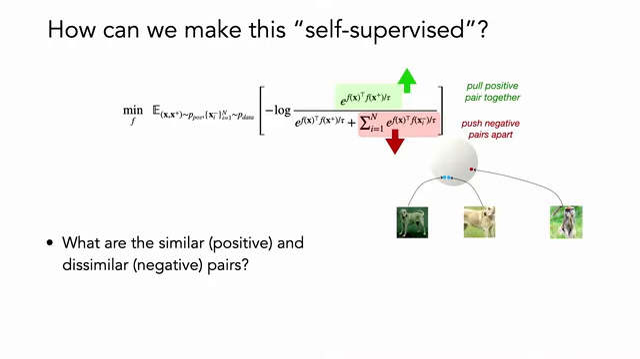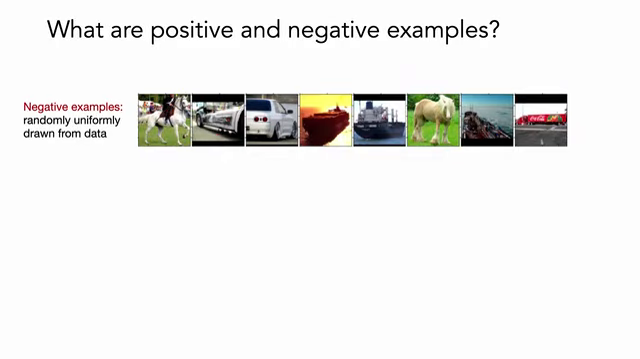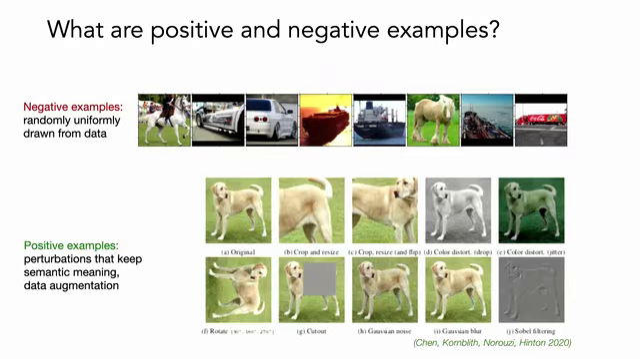How do we actually make it self-supervised? How do you get this sort of signal if you don't actually have labels about what's similar and different? Basically, what people do is they take all the random stuff, randomly and uniformly drawn from the data, as negative examples. And as positive examples, you take your image and you do a bunch of weird stuff to it.